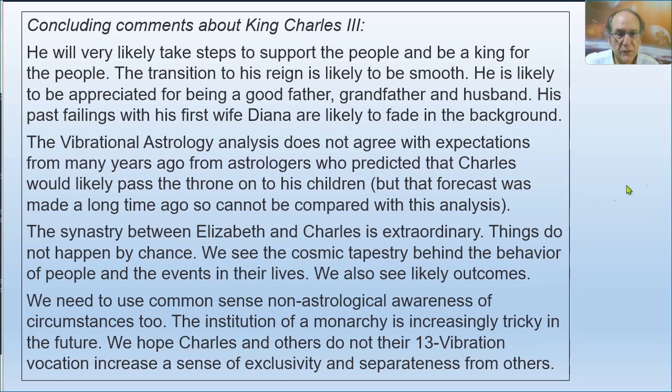The synastry between Elizabeth and Charles is extraordinary. Things do not happen by chance. And what we're seeing here is what we can call the cosmic tapestry, behind the behavior of people, behind the events in their lives, and we see the likely outcomes. Those connections between Charles and Elizabeth on 7 vibration, 13 vibration, 17 vibration, it's just unbelievable. So it's amazing that we have these tools to see this beautiful, intricate cosmic tapestry.